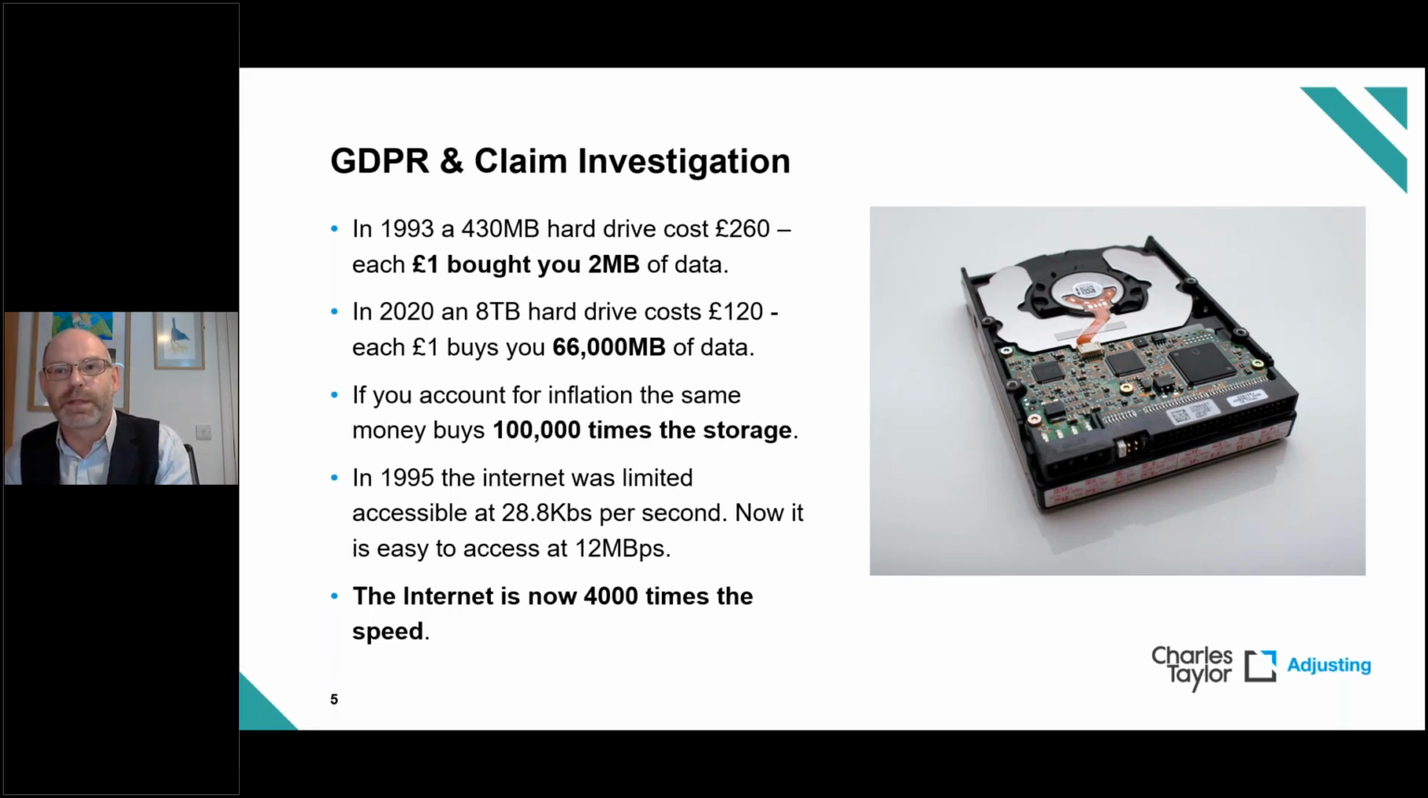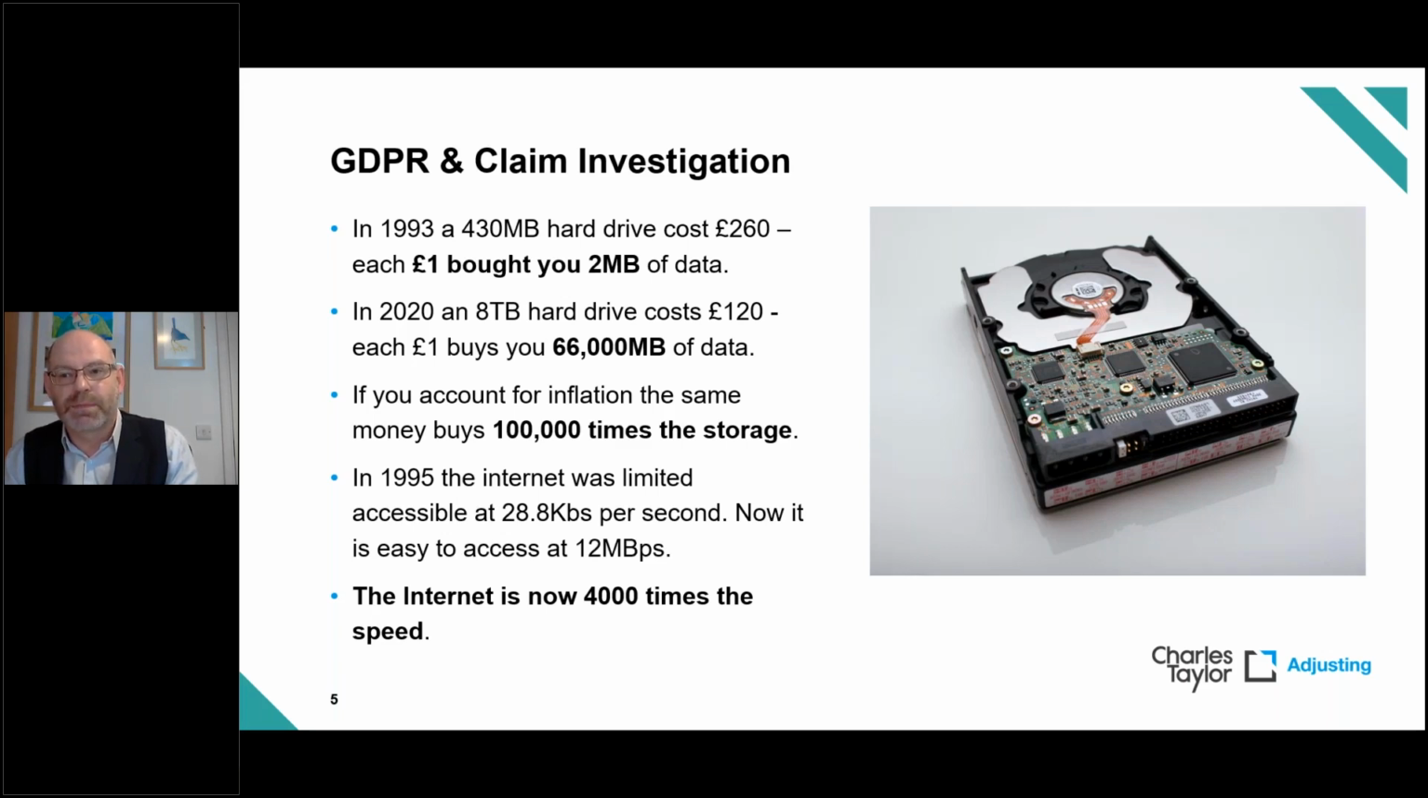430 megabyte hard drive meant that every pound that I was spending was 2 megabytes of data. This year I bought a 8 terabyte hard drive which cost me £120. So each pound that I spent, it bought me 66,000 megabytes of data. So accounting for inflation, I bought 100,000 times the storage as I had in 1993.